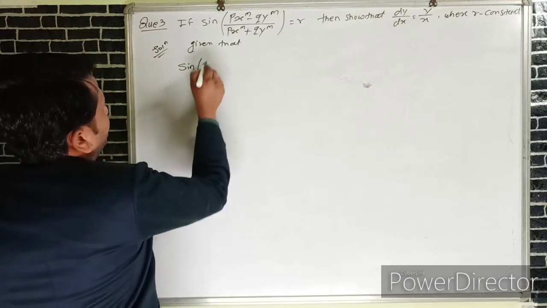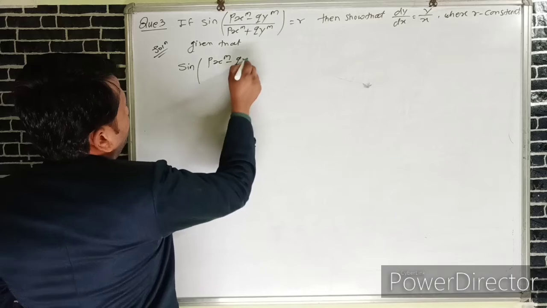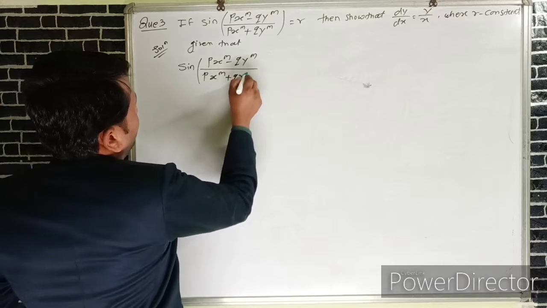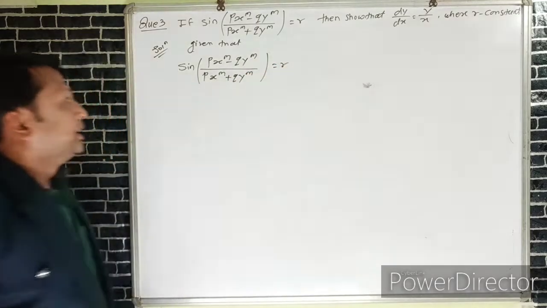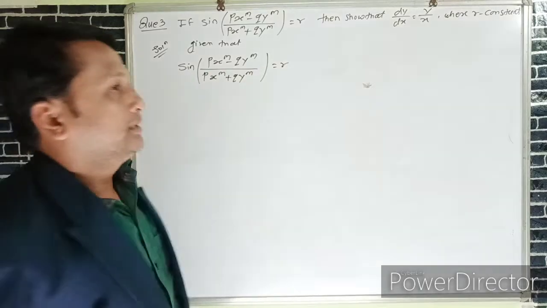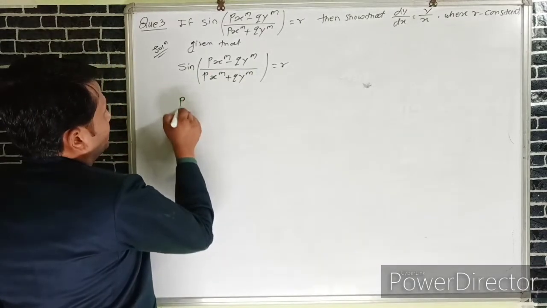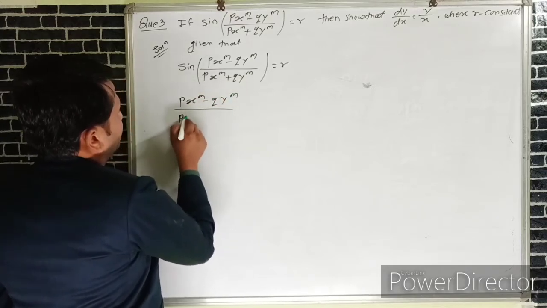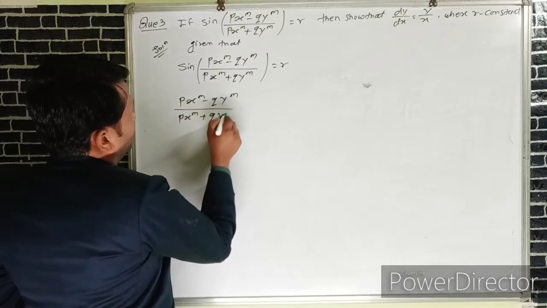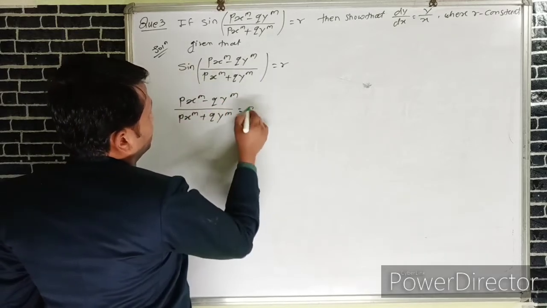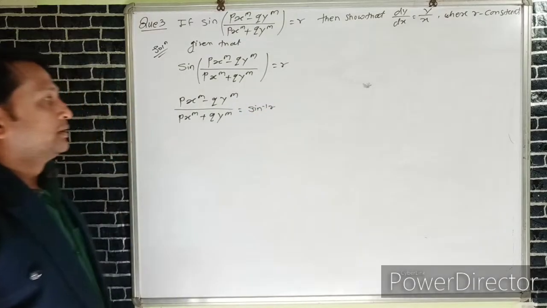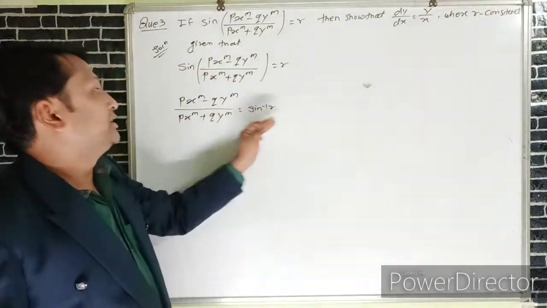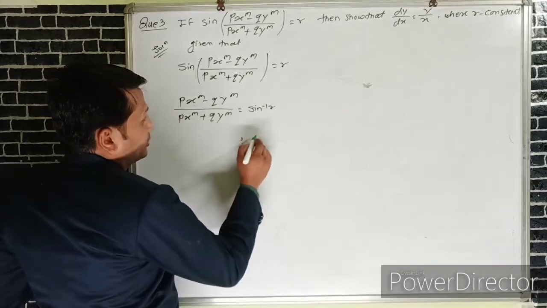Sin of (px raised to the power m minus qy raised to the power m) upon (px raised to the power m plus qy raised to the power m) is equal to small r. If we take sin to the right side, then we can write (p into x^m minus q into y^m) upon (p into x^m plus q into y^m) is equal to sin inverse of small r. Here r is a constant, so we can write sin inverse r is also constant. Hence we can write sin inverse r is k.